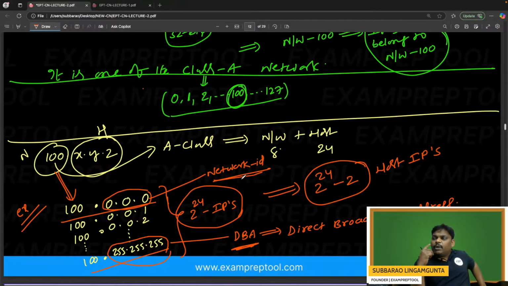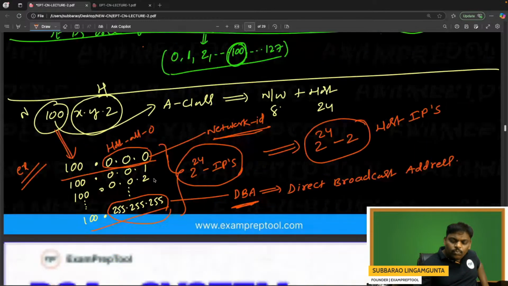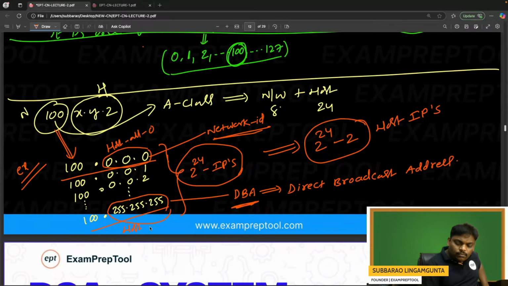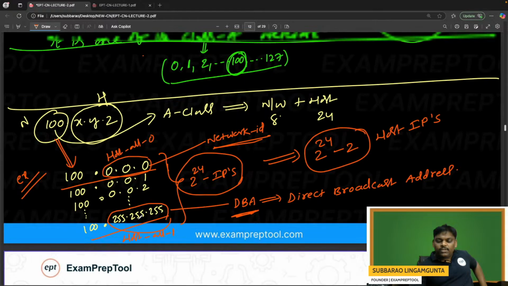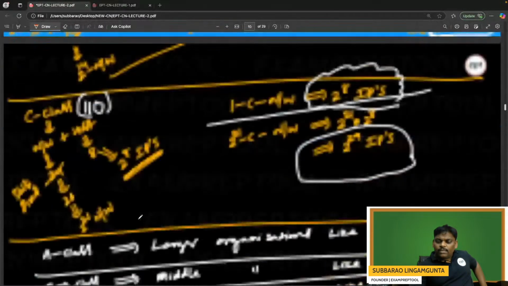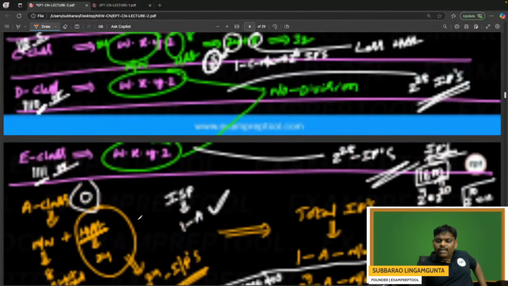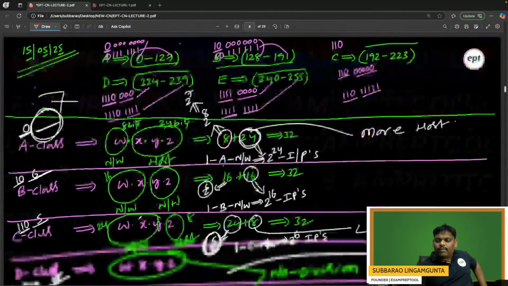Some people are asking, how can I say a particular address is a network address? How can I say an IP is a net ID? Host part all zeros, net ID. Host part all ones, that is the DBA. Please revise all of them one time. It is my sincere request.